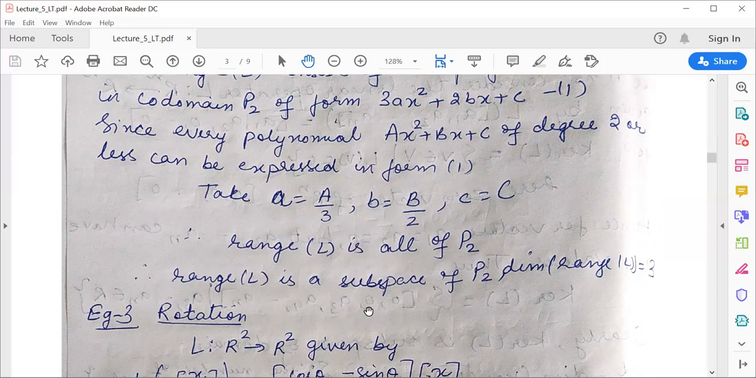Now here, the number of independent variables is a, b, c. If you write this in the form of a vector, it will be written as a, b, c. The number of independent variables here is 3. So the dimension of this thing is equal to 3.